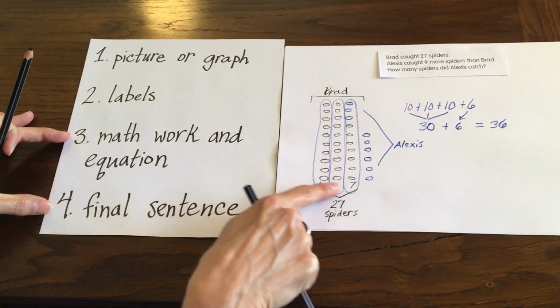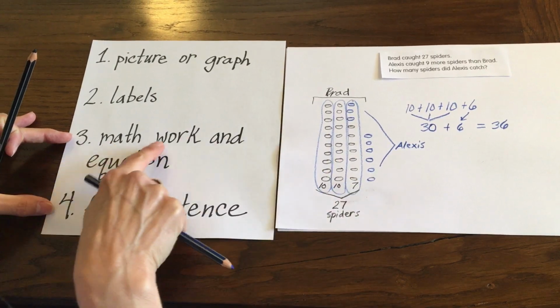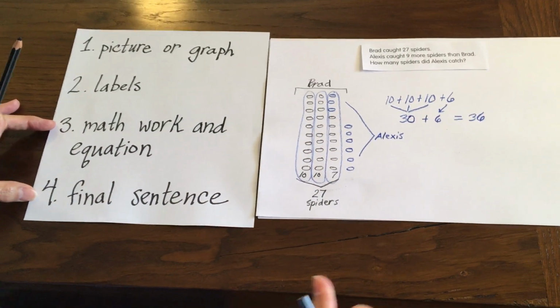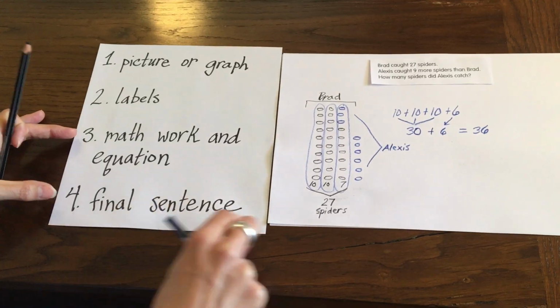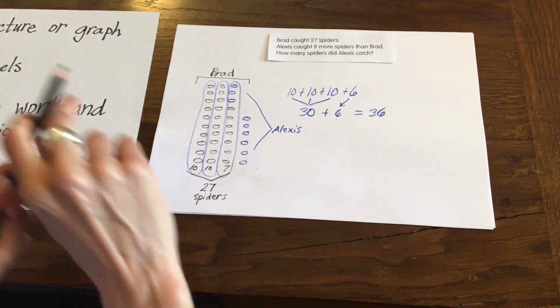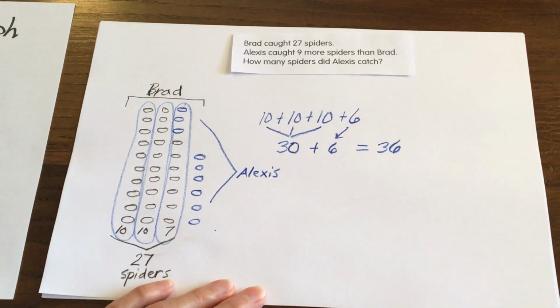Well, I showed that these are Brad's, these are Alexis's spiders. Math work and equation, here it is. I showed that I had to do addition. And my final sentence, I don't have that. My final sentence needs to repeat the words from the question. How many spiders did Alexis catch?